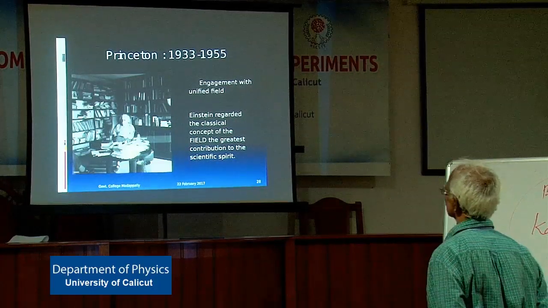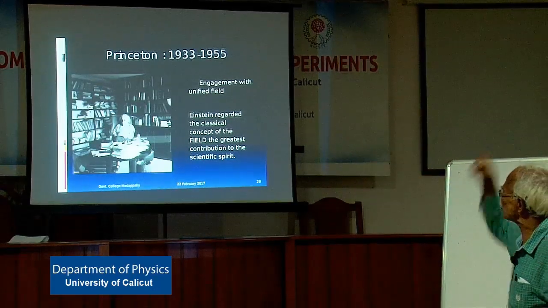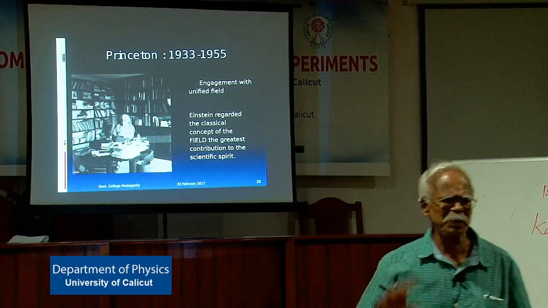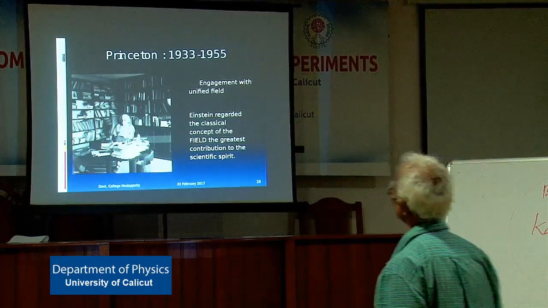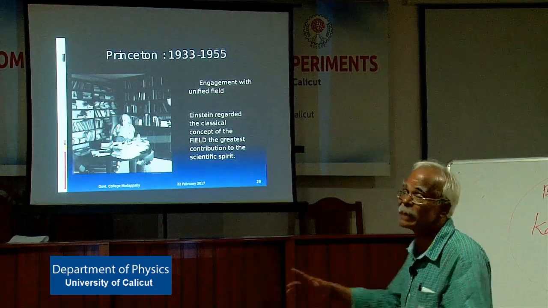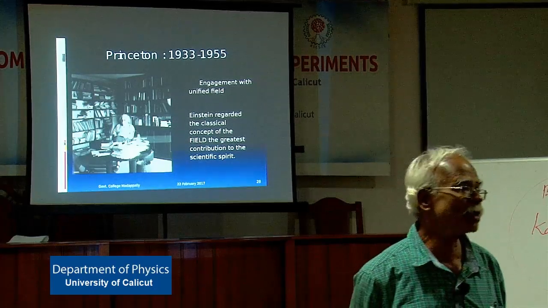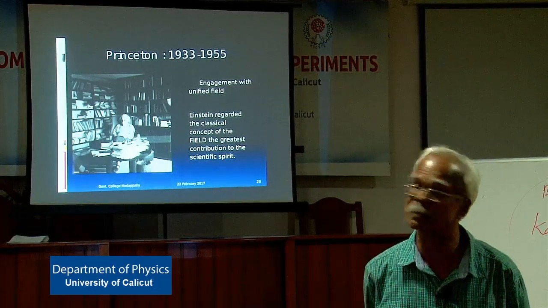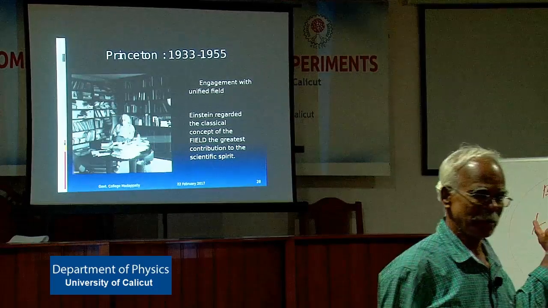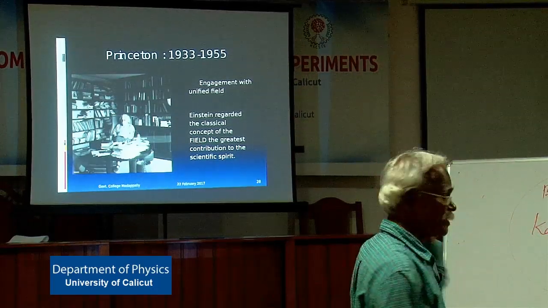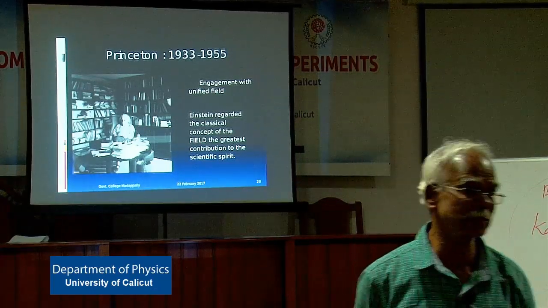Einstein regarded the classical concept of the field as the greatest contribution to science. He was all praise for Maxwell. He even put Maxwell above Newton, because he introduced the concept of a field. As I told you, his professed aim was to build a theory which is compatible in beauty with Maxwell's equations. Even now, if you ask for the most beautiful three equations in physics, one is Maxwell's equations. Second is Einstein's field equation of general relativity, which involves a metric tensor. The third is the famous Dirac equation. These are the most beautiful equations in physics.